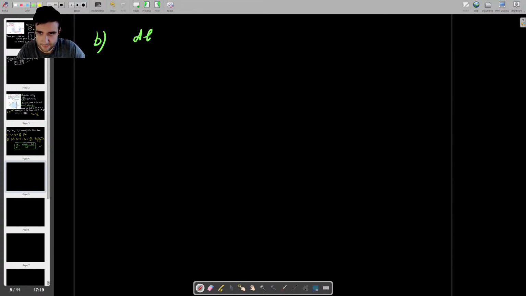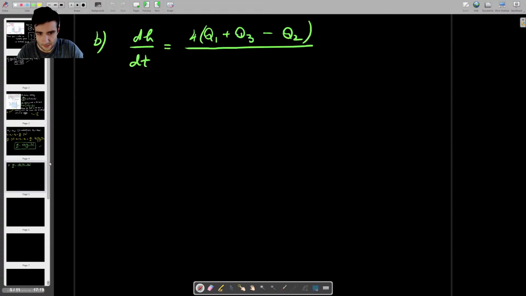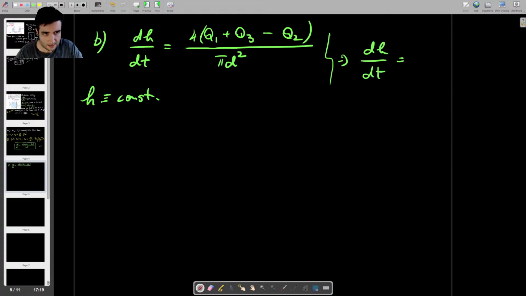So I have an expression for the rate of change of the height, which is 4 times (Q1 plus Q3 minus Q2), divided by pi d squared. In part B, we know that H has to be constant. We don't know how much it is, but we don't really care, because if it's constant, it means that dH by dt is equal to 0. There's no rate of change of height. So we can equate this to 0 as well.